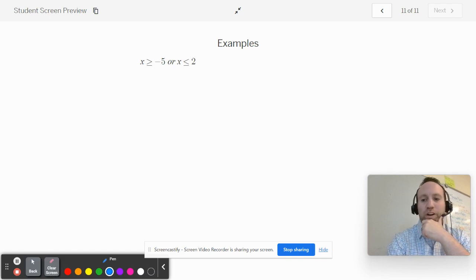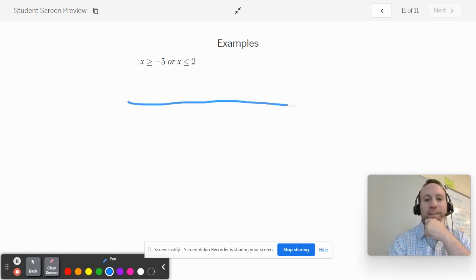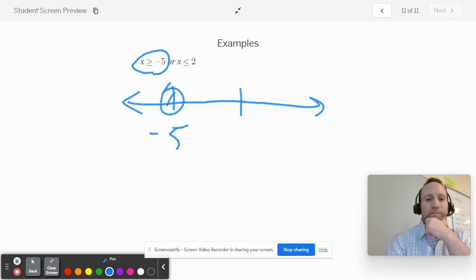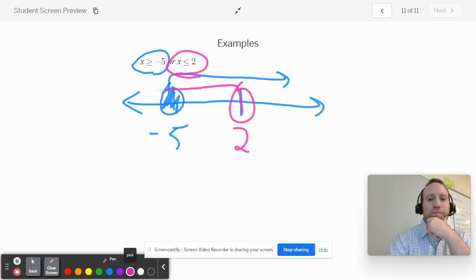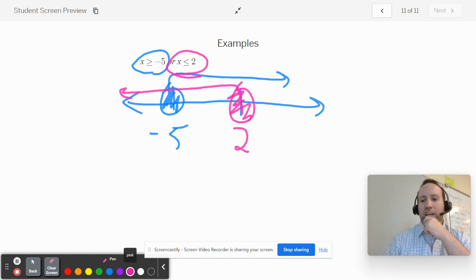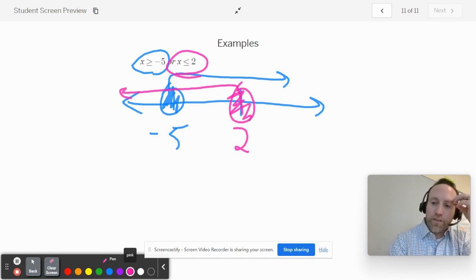So we're looking for anything at all that is shaded because it's or. So it's greater than -5 or less than or equal to 2. So what's shaded? Everything. Everything on this number line is shaded. So therefore, anything at all that is shaded, this will be all real numbers.